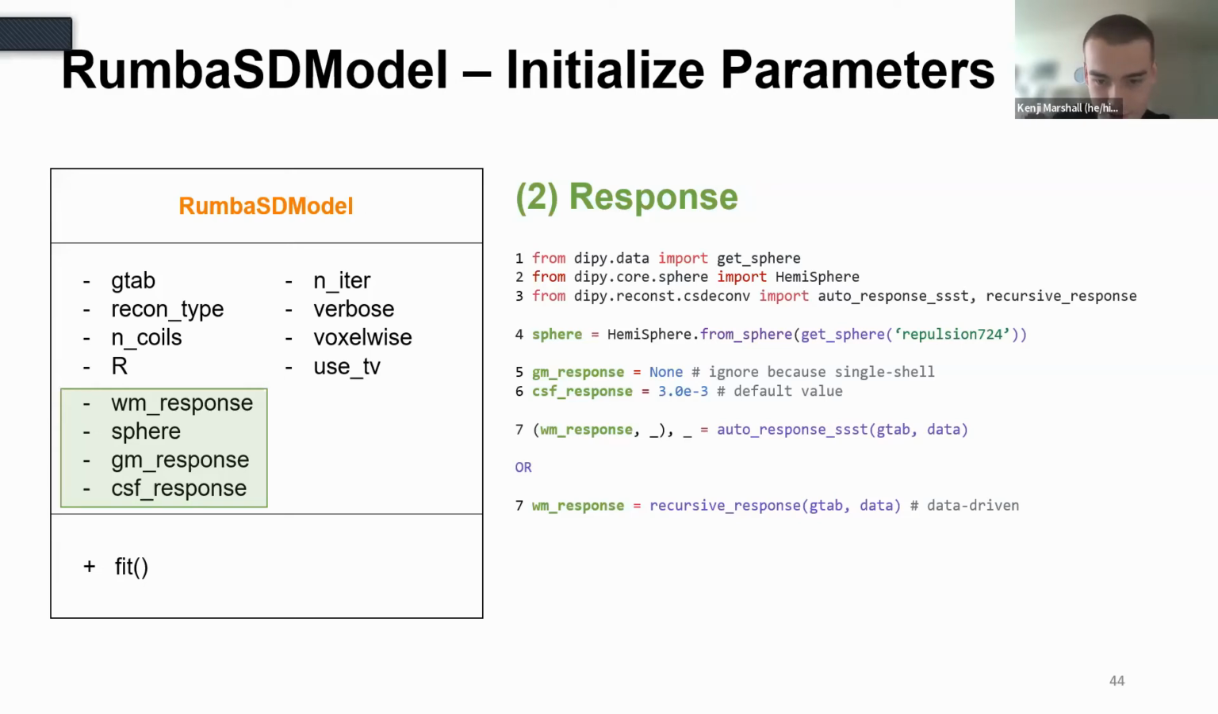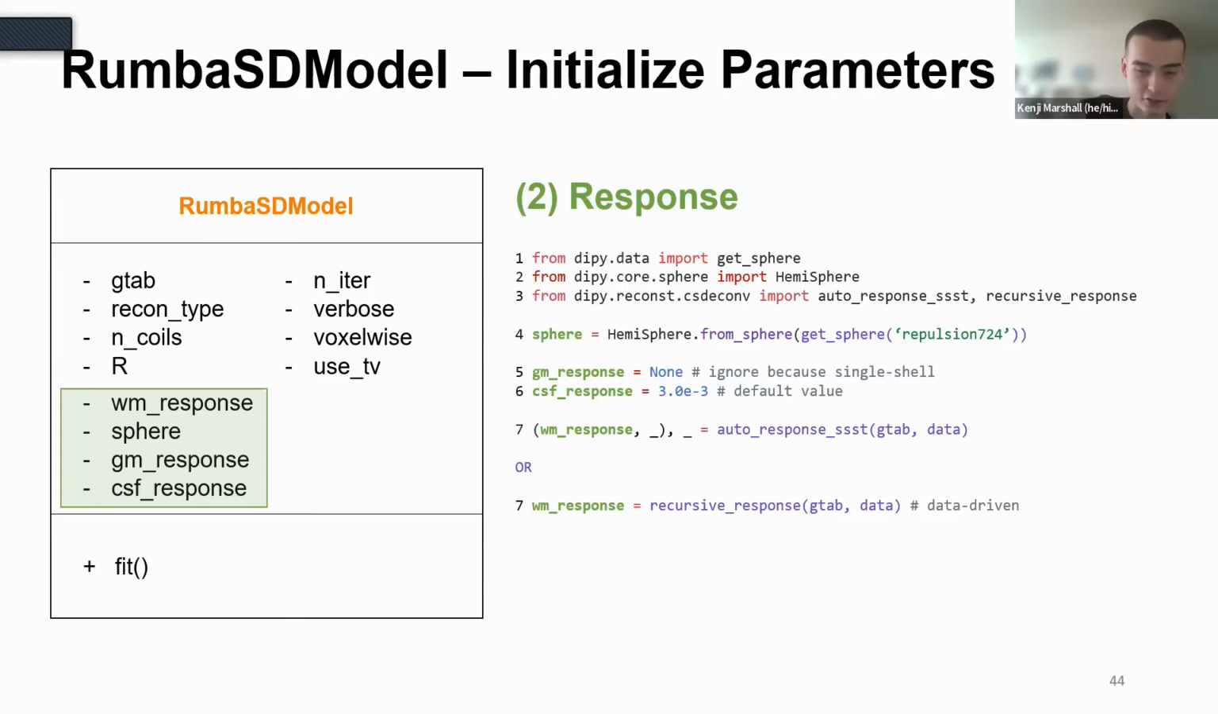Next, we have to extract our white matter response. As I said earlier, there are 2 methods that Rumba lets you take for extracting this. One, you can get your tensor eigenvalues, and this is the auto response SSST method, which is in the CSDConv module. You just pass your gradient table and your data, and it extracts your tensor eigenvalues for you in this way, and you can pass the resulting vector directly into Rumba.